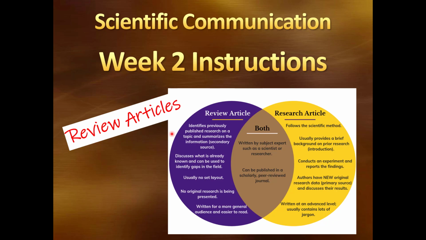that we currently have. This is considered a secondary source because it's not putting out new data. So it discusses what's already known in the field, and then it can also be used to identify gaps in that knowledge. Often when a person writes a review paper, it's because they're trying to say, this is where we've been, now this is what we need to do in the future. There's often no set layout, although typical journals will always have what they want it to look like.